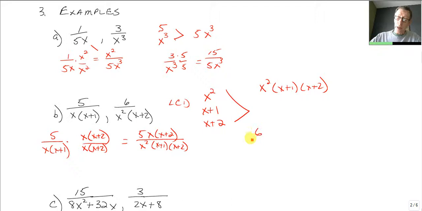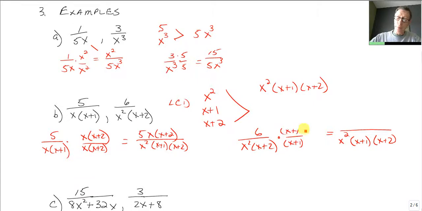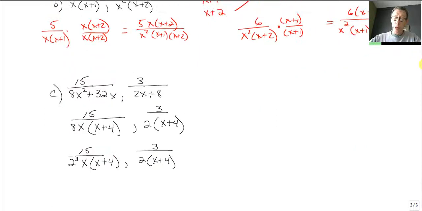So I've got 6 all over x squared times x plus 2, and it has to have a new denominator that's x squared, x plus 1 times x plus 2. So what it would need to multiply by, it's already got the x squared and x plus 2, so it has to multiply by x plus 1 all over x plus 1. That would give me 6 times x plus 1. So we'll do another example.